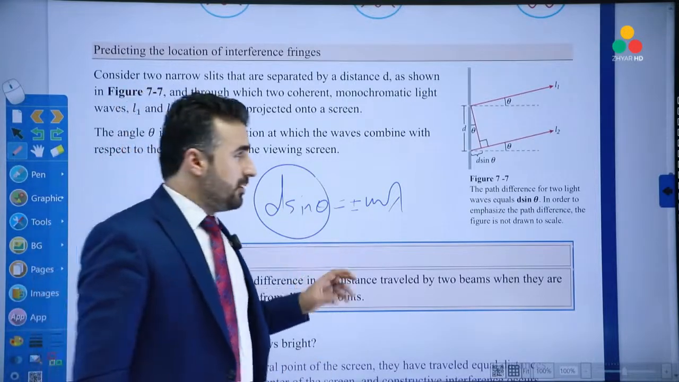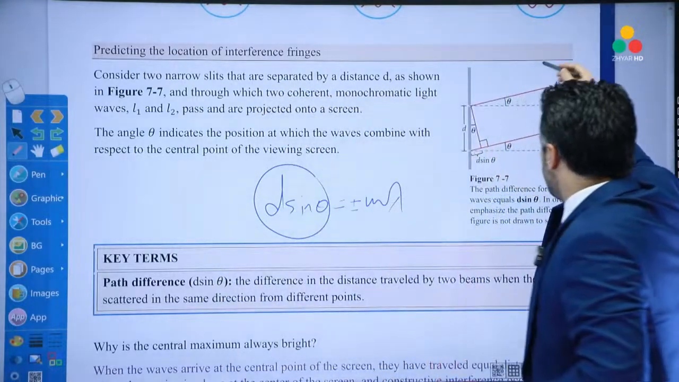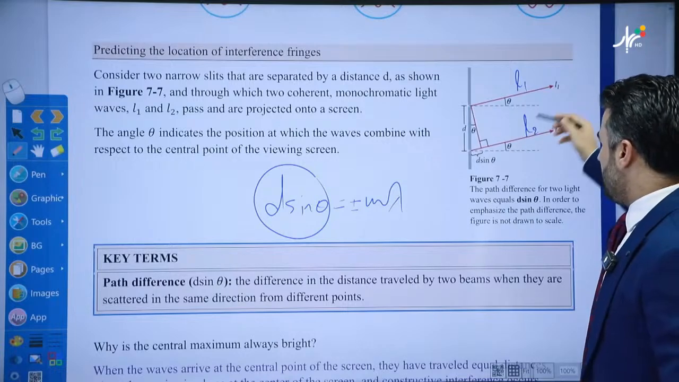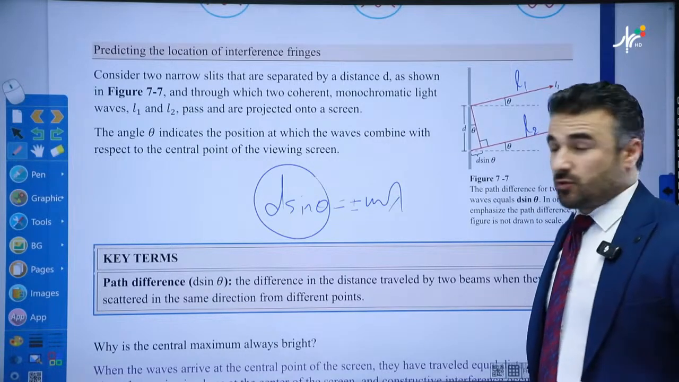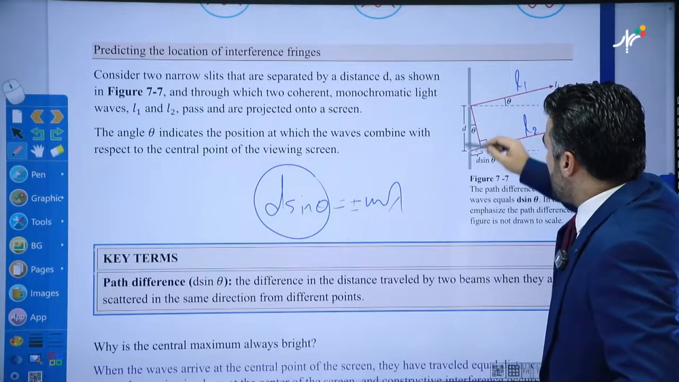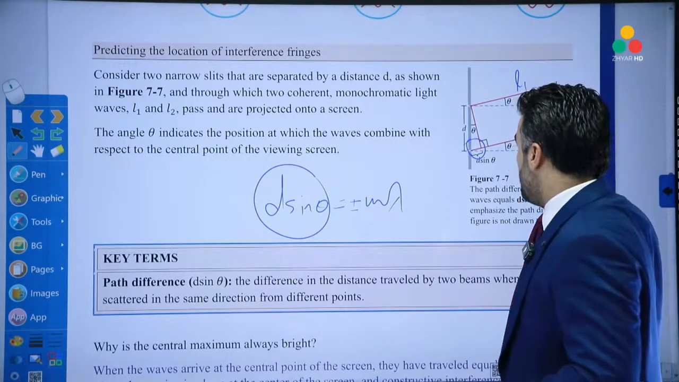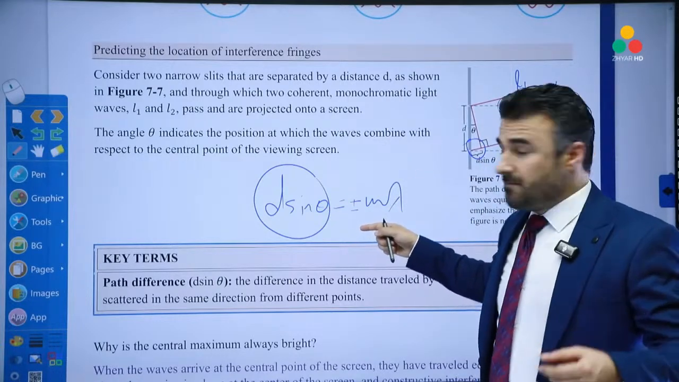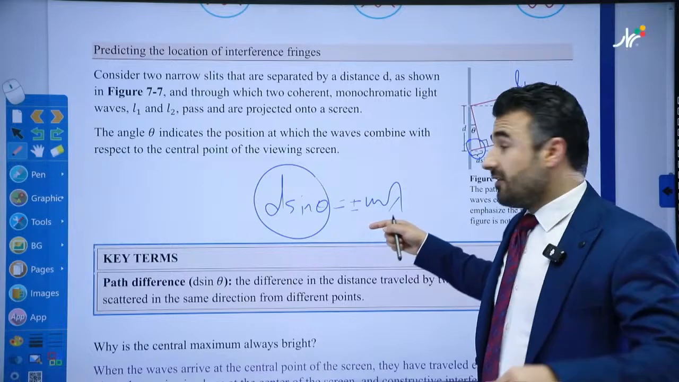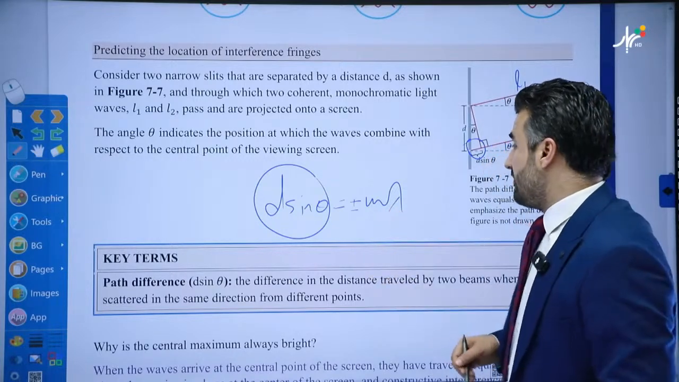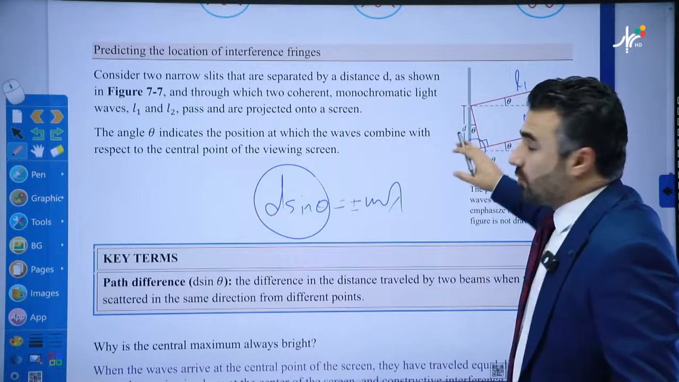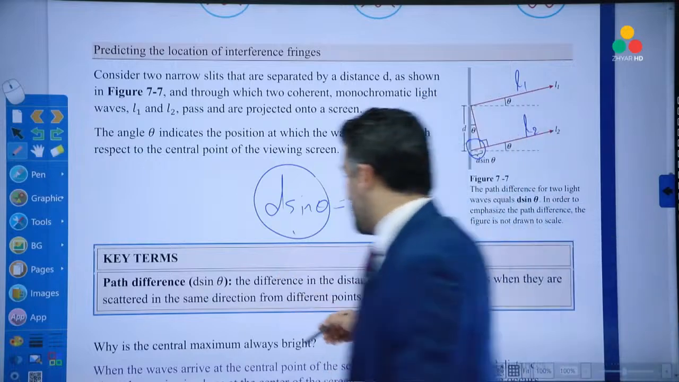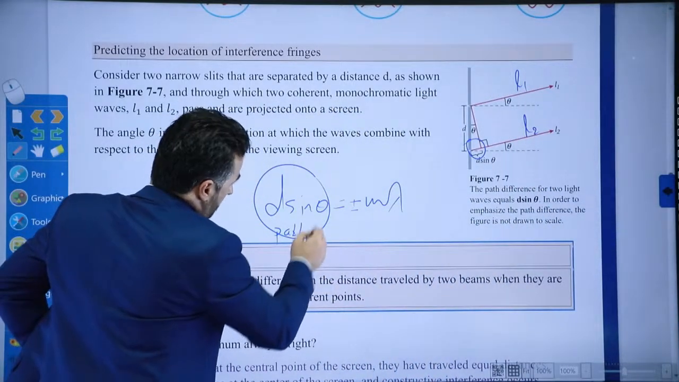But where does the path difference come from? We said one wave, just this one here, is traveling a distance of L. The other one is traveling another distance, let's call this one L2 here. That is the distance that this wave is traveling. But then one of the waves is traveling a bit extra than the other one, correct? Now this bit of extra, if it is a whole number of wavelengths for bright fringes, of course we get constructive interference. If it is half a wavelength, that is destructive interference. But this extra distance is called d sine theta. You can call this one path difference as well.